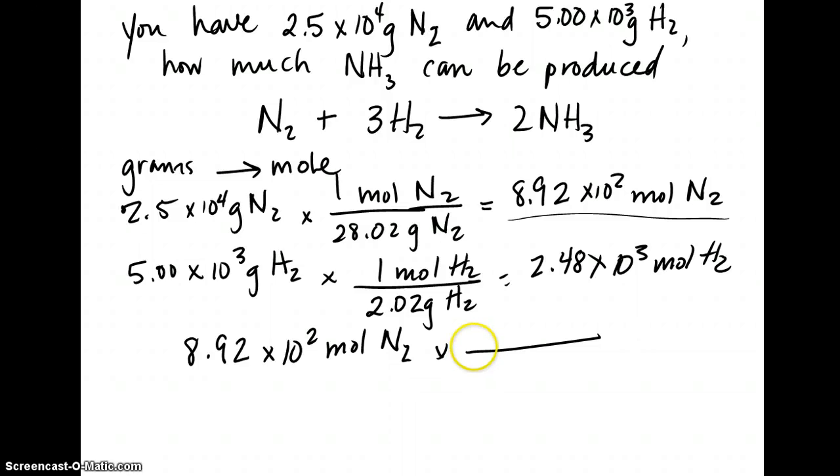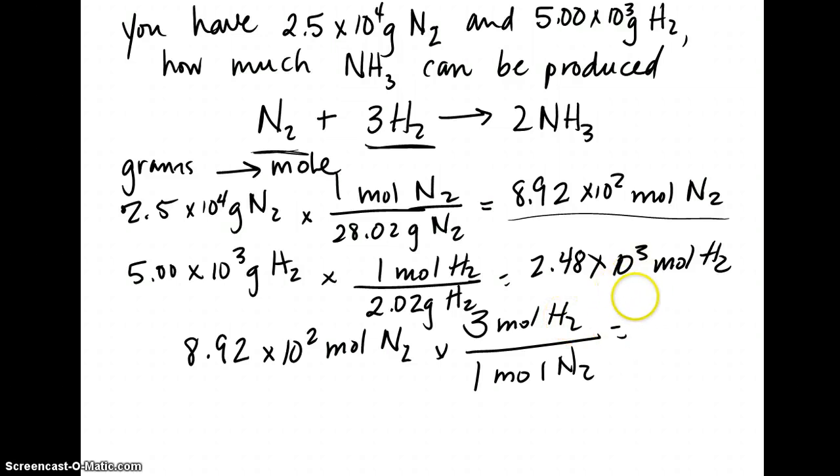And so I simply create my ratio tile, which we've been using before. I know that for every 1 mole of nitrogen, and I know that from here, I need to have 3 moles of hydrogen. And if I work out that calculation, it works out that I should have 2.68 times 10 to the third moles of hydrogen.